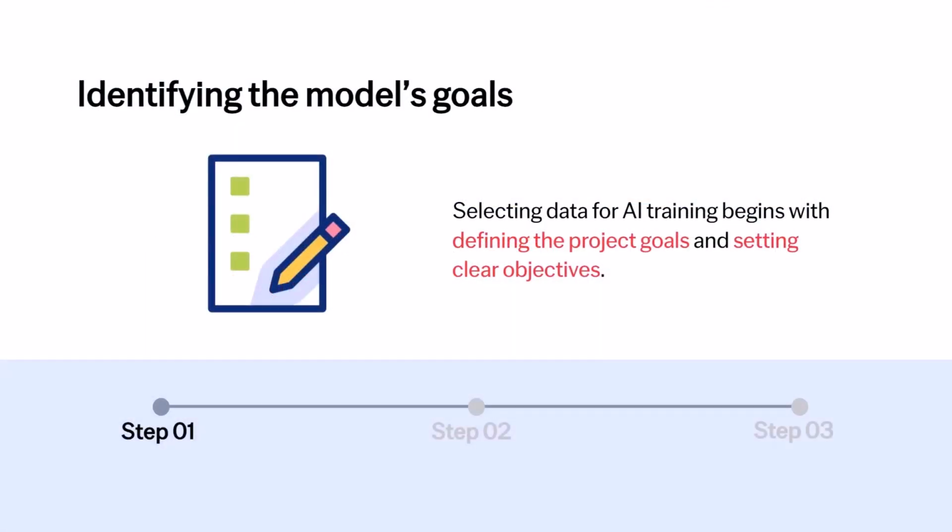As with any complex project, selecting data for AI training begins with defining the project goals and setting clear objectives. Before collecting data, it is crucial to identify how the model should function and what results are expected. In other words, determine what you want to predict or classify.